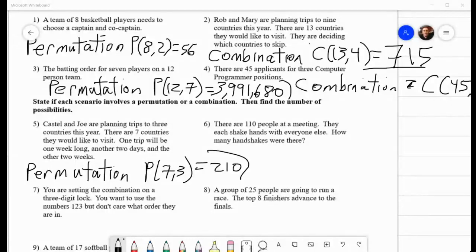Right, so the answer is actually no. Now the question is, how many handshakes are there? Since order doesn't matter, we're going to have to use combinations. So this is a combination, in other words. Now, how do we figure out how many handshakes there are?